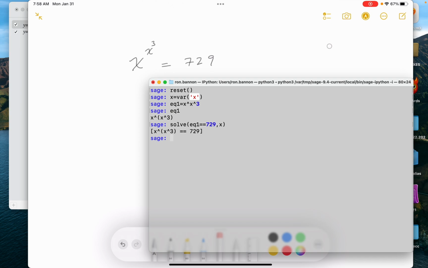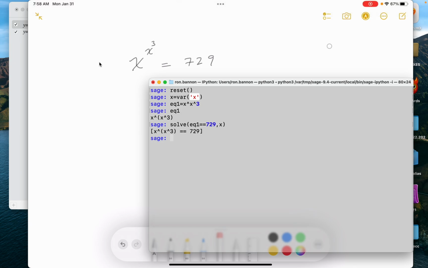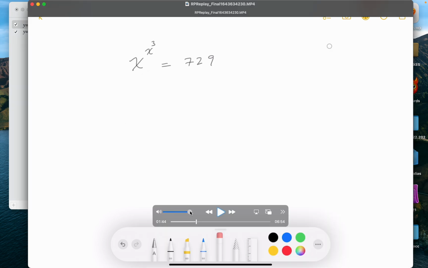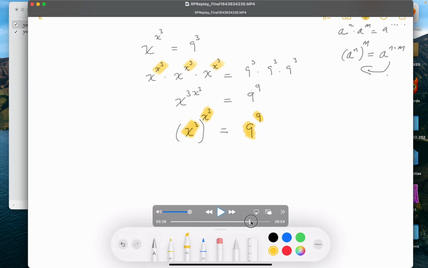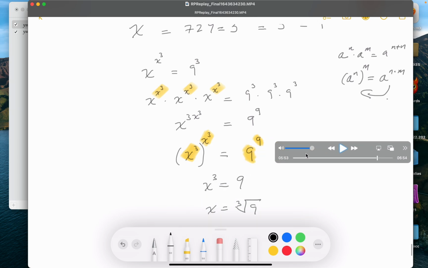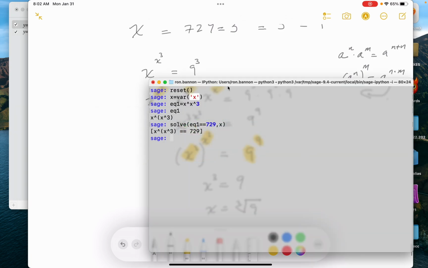All right. So what I want to do is see if my answer is right. So that's interesting that Sage can't do the problem. And maybe, I don't know, maybe it can't think like I think. Or maybe I don't understand how to get it to think better. So what I want to do is scroll to the end. And I think you probably remember that I said x was the cube root of 9. So I'm going to go back to Sage, and I'm going to type that in now.